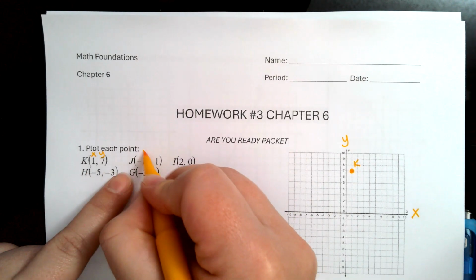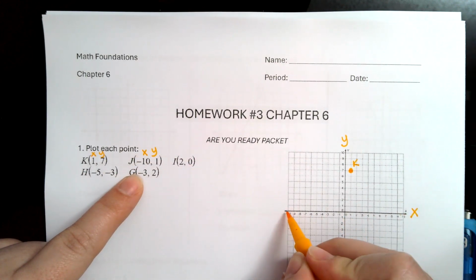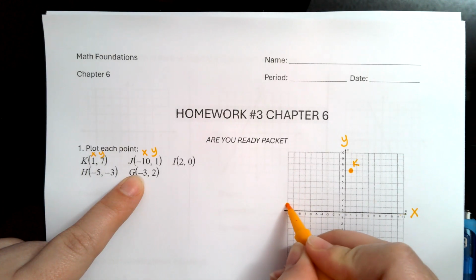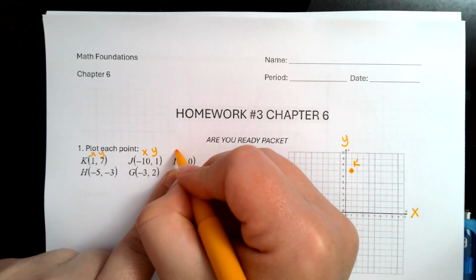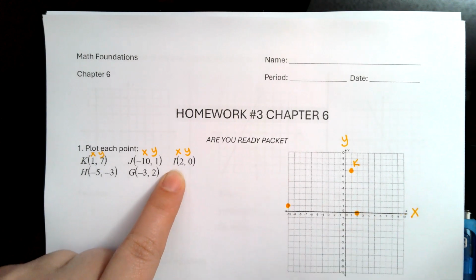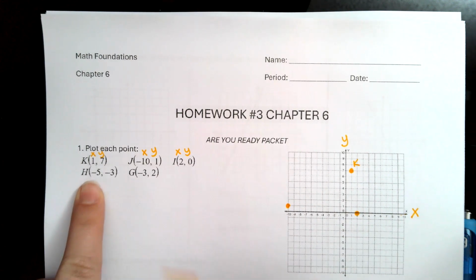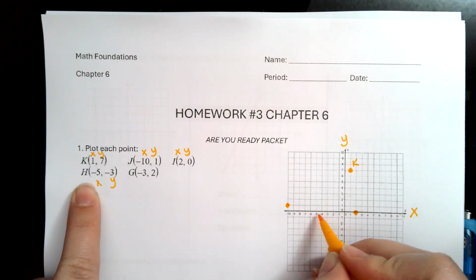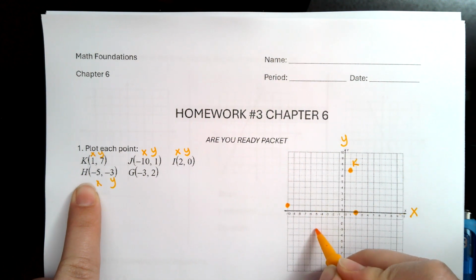Then we have j, negative 10 and positive 1. For I, 2 and 0. H, negative 5 and negative 3.